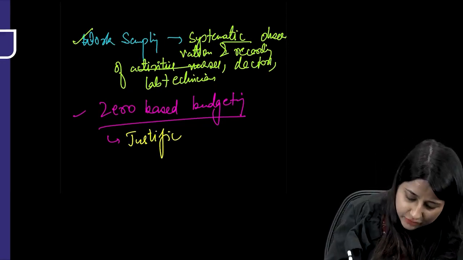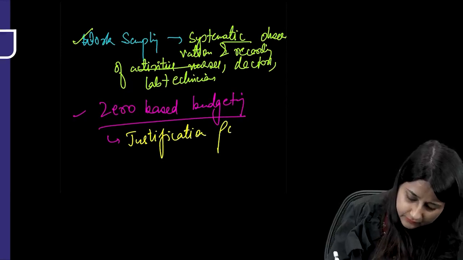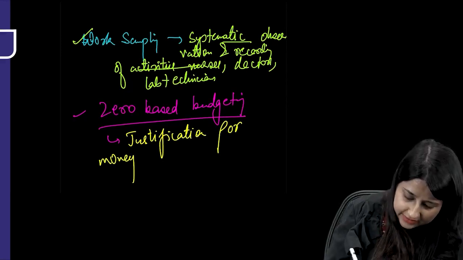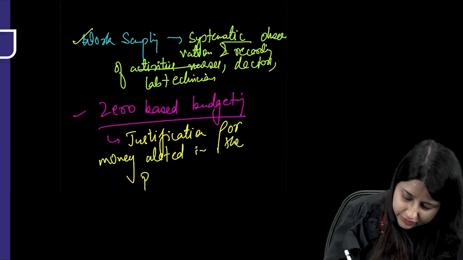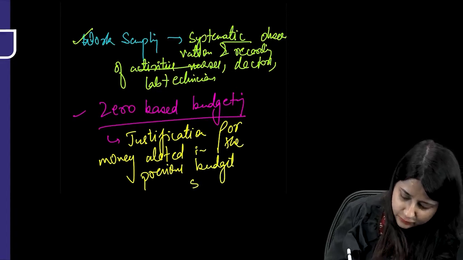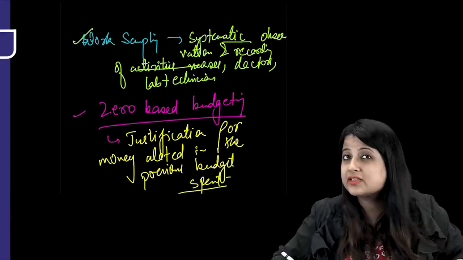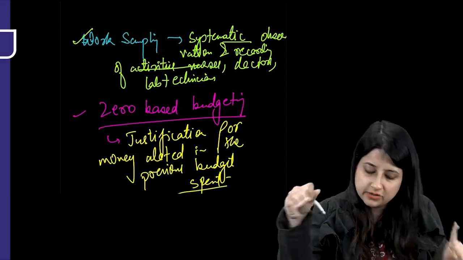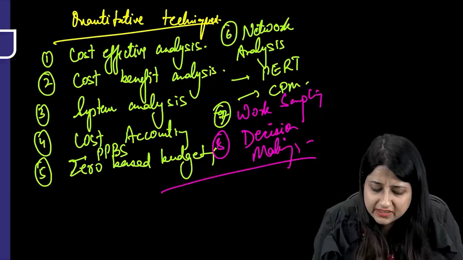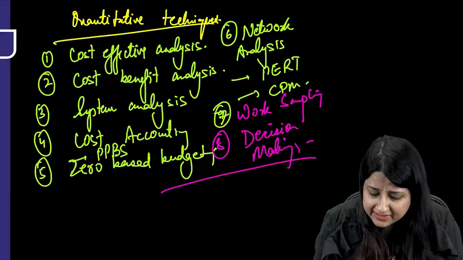So, justification for money allotted in the previous budget spent. Unless and until we provide a justification for the money allotted in the previous budget, we cannot ask for a new budget, okay. So these were some of the techniques that you should remember which can turn up in your exams, guys.